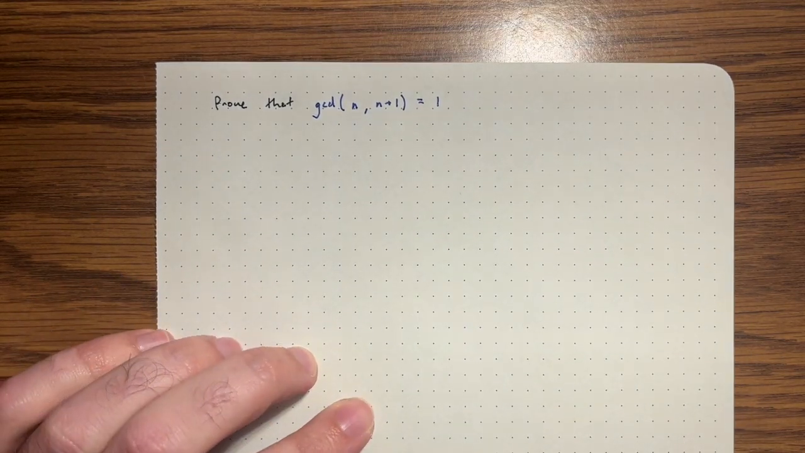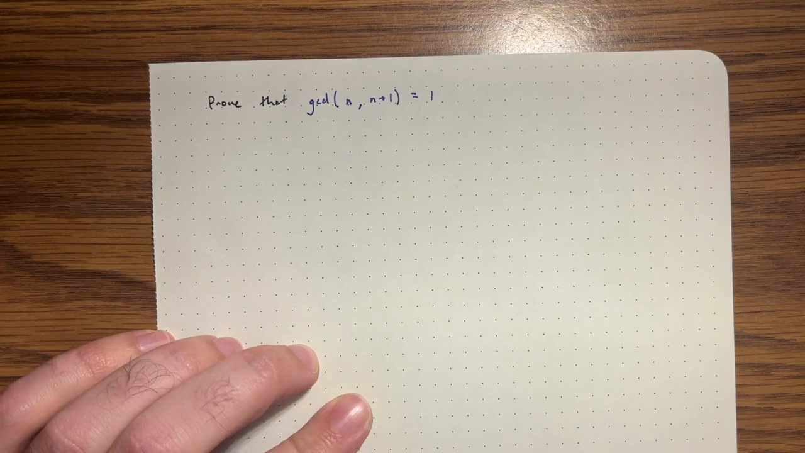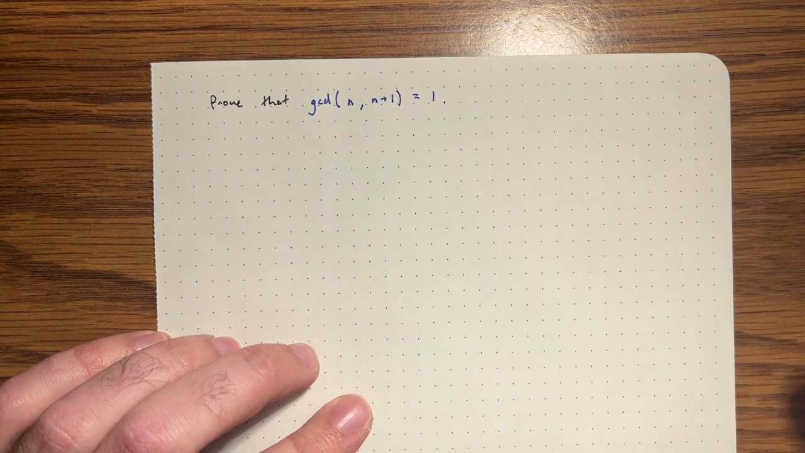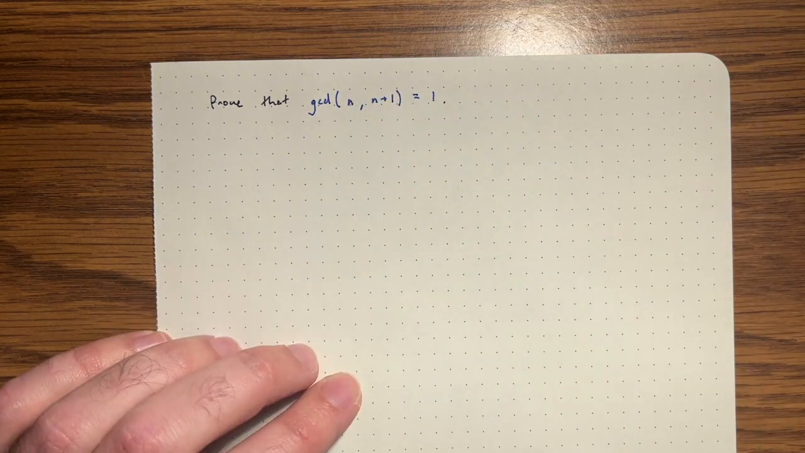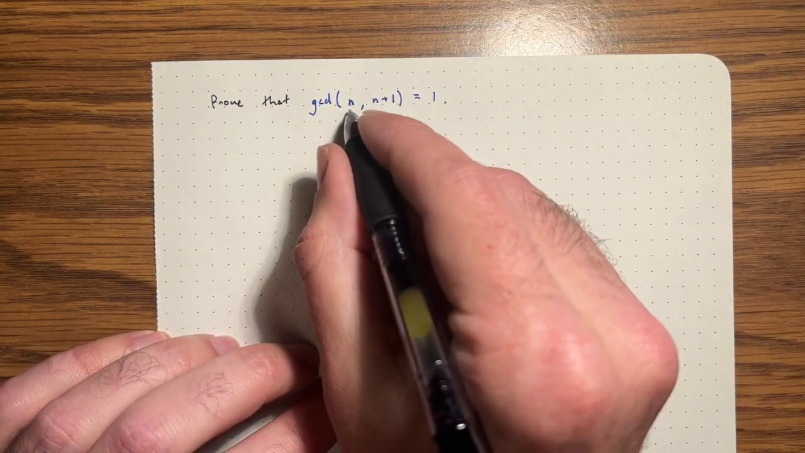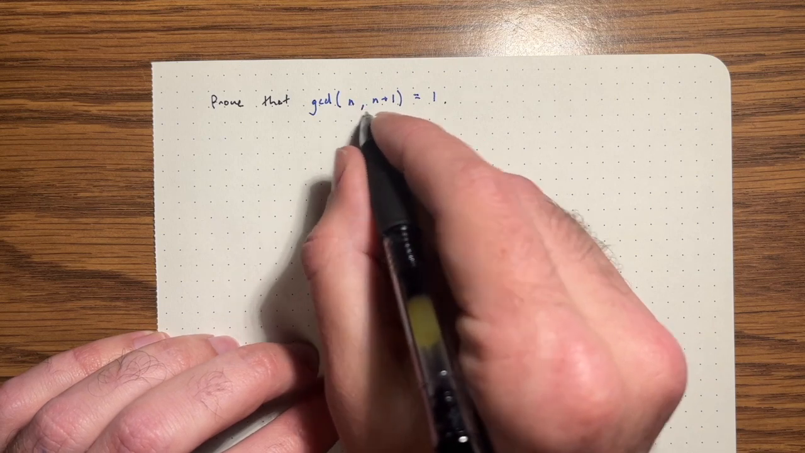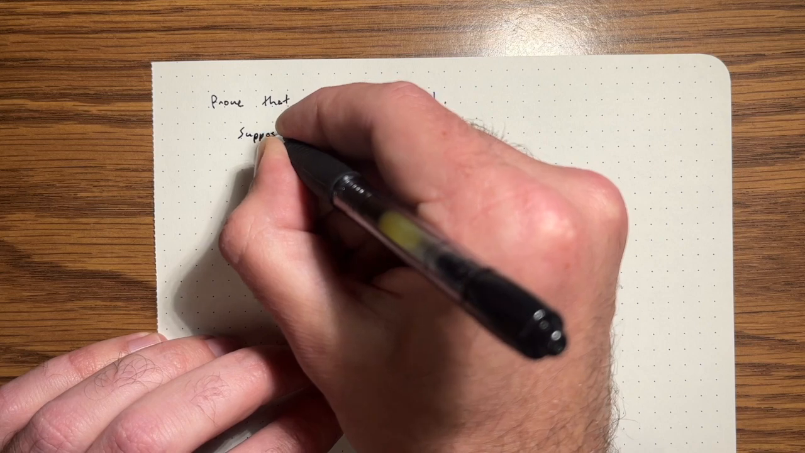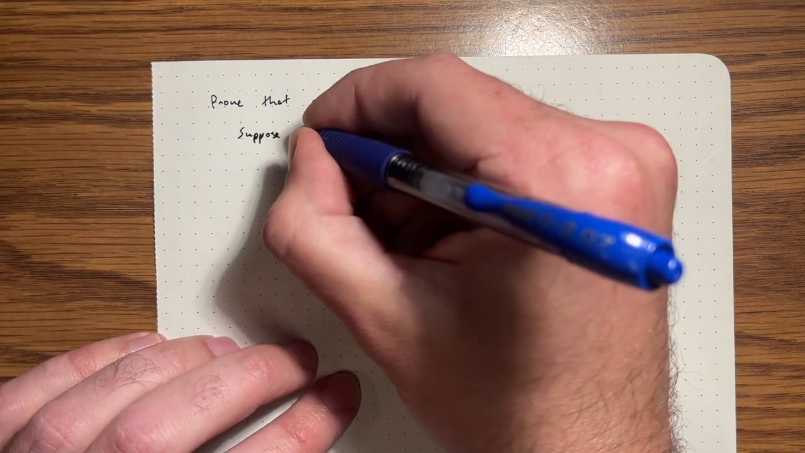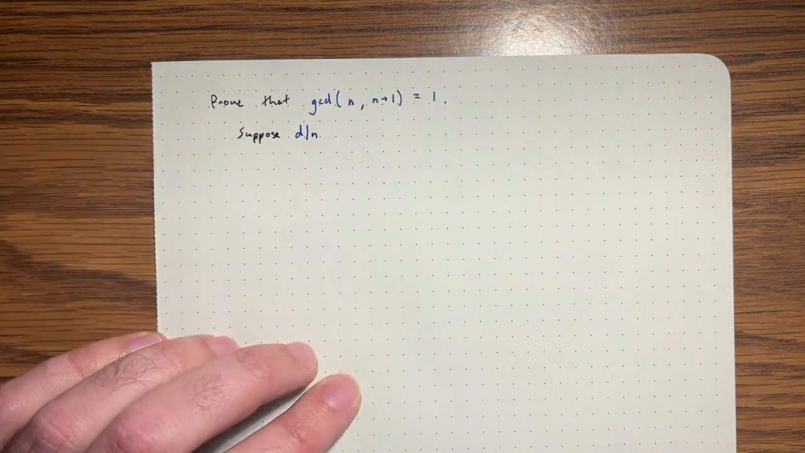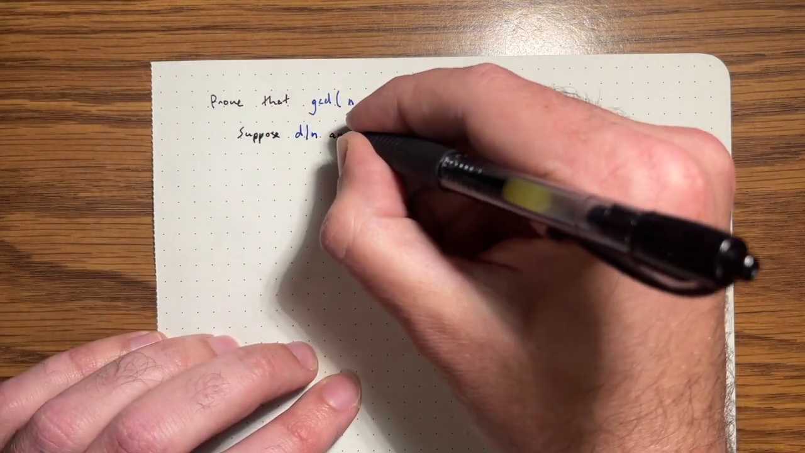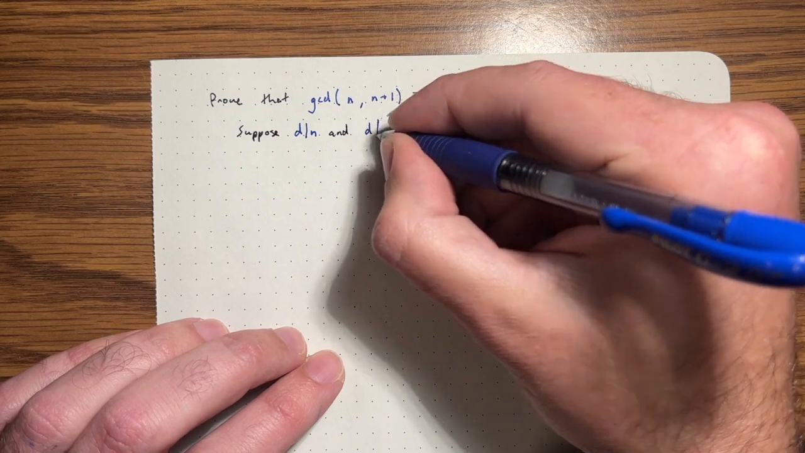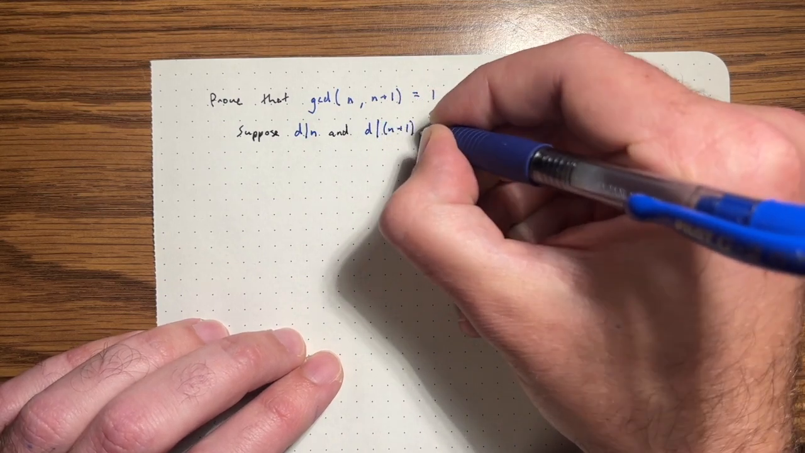How would we prove it formally? Well, what does GCD mean? You always just go back to the definition. We want to show that the largest thing dividing both of these is 1. So let's suppose D divides n, and, since we need a common divisor, I'm using the same letter here, D divides n plus 1.